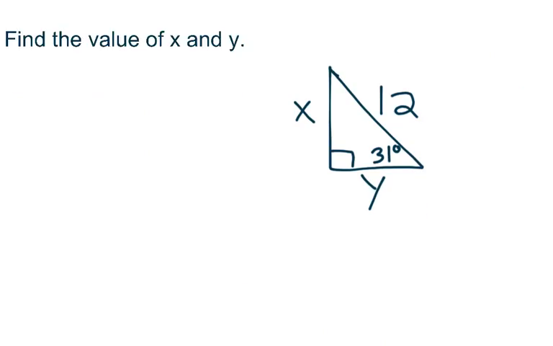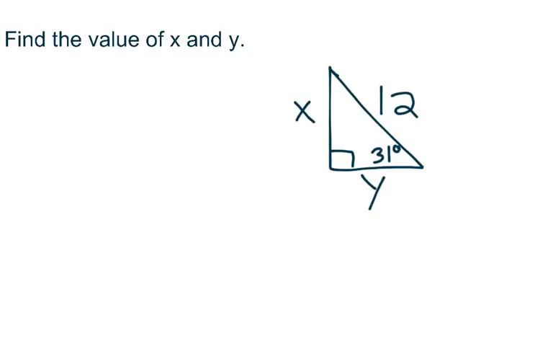Alright, let's do this last one. I wrote this one out. As you can see, it's not perfectly drawn. Find the value of x and y. Not drawn to scale. If anything, that 31's in the wrong spot. That should be up in the other angle, but right now that doesn't matter. So we have find the value of x and y.